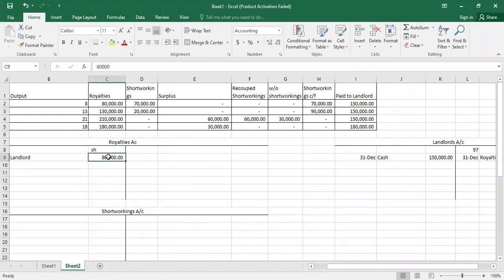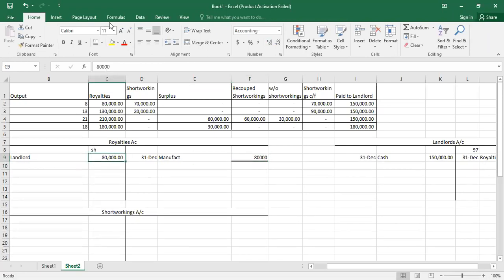We are closing it as at the end. Once we make the entries, once we pay the amount or the output that we got, we are supposed to close it with the manufacturing account. So on that 31st December, the manufacturing account will be debited. So we are going to credit, let me just use short term, the manufacturing account with the 80,000, so that I close that book for that particular year. I'm closing the royalties account.